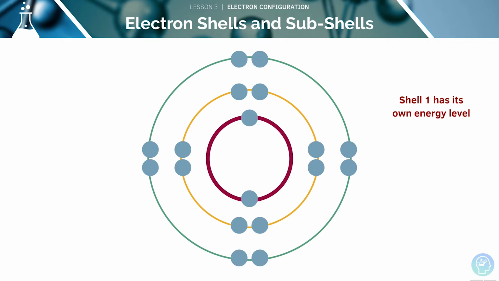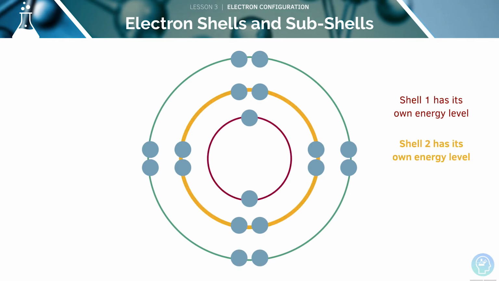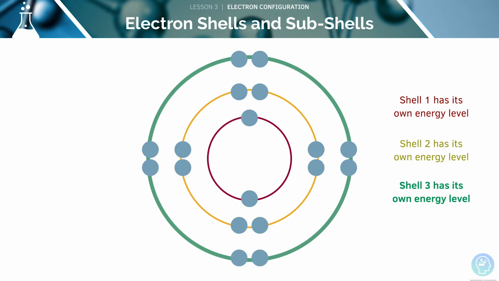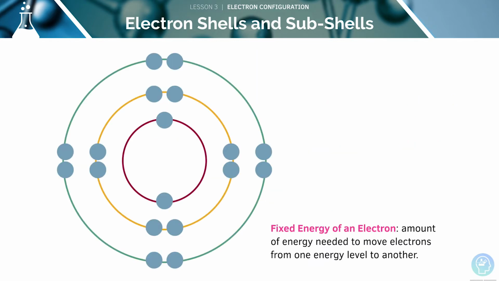Shell 1 will have its own energy level, whilst Shell 2 and Shell 3 will also have their own energy levels. Each electron shell has a particular energy, and electrons can only have one of the fixed energy levels of the shells. The fixed energy of an electron is the amount of energy needed to move the electrons from one energy level to another. For example, here there is a certain amount of energy needed to move the electron from the second shell to the third shell.